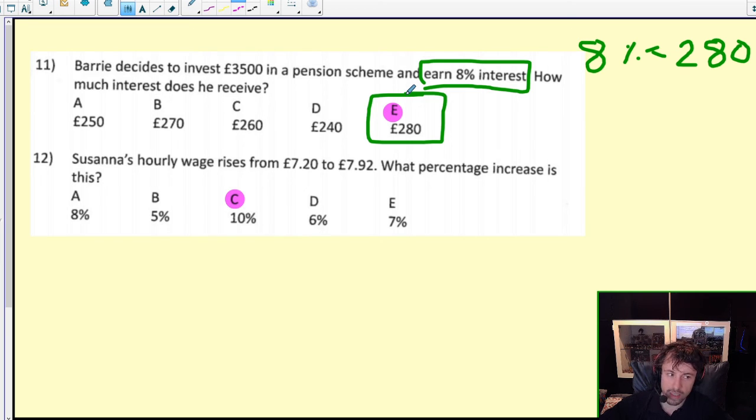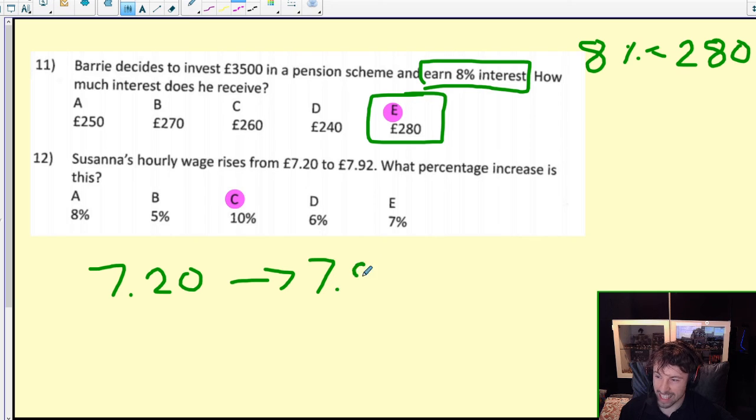Number 12 is where it starts to get a bit tricky, because it starts to arc back to the last style of question. So Susanna's hourly wage rises from £7.20 to £7.92. So it's gone from here to here. So how much money is she actually earning extra? Well, it's the difference between 20 and 92, so it's actually 72p more.